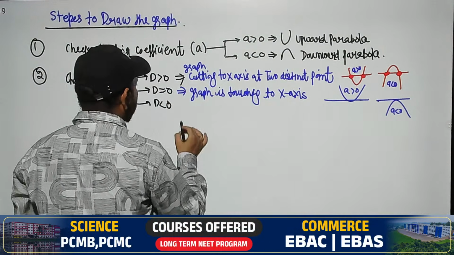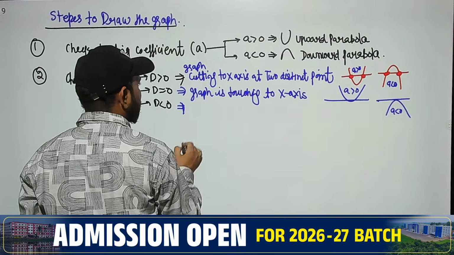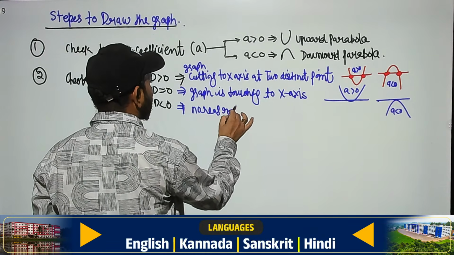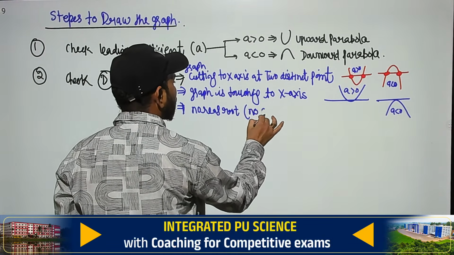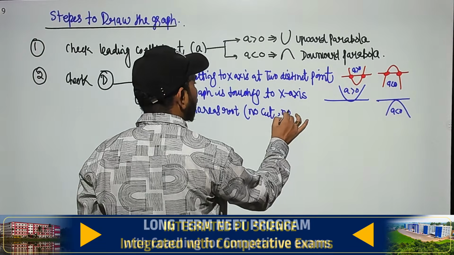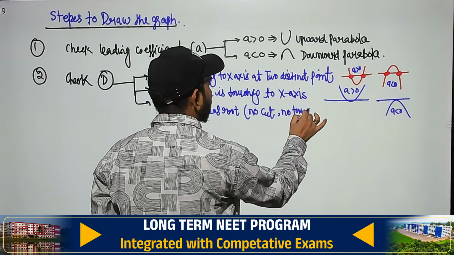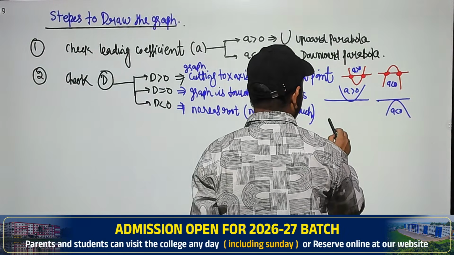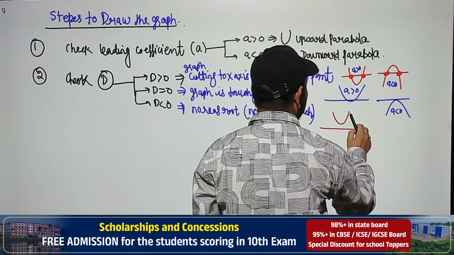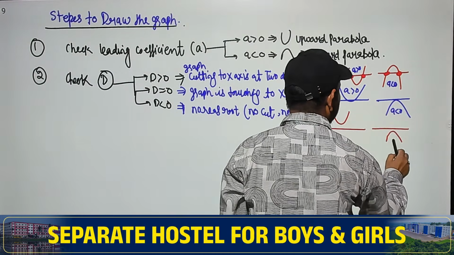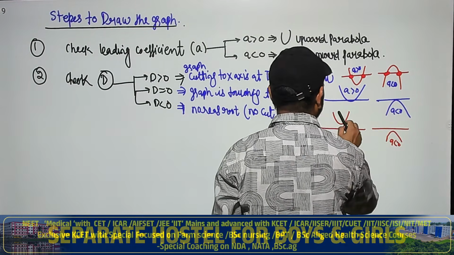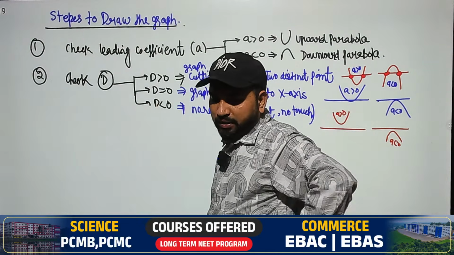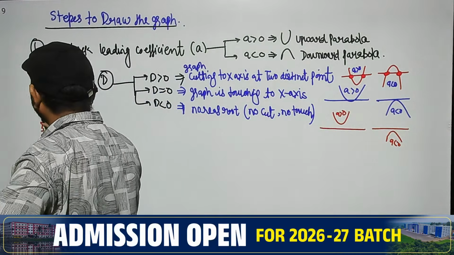D less than 0 means no real root, or you can say no cut, no touch. It means if A is positive, it looks like this, or if A is negative, it looks like this. What is this? A negative. What is this? A positive. Okay. Now, next step is what?